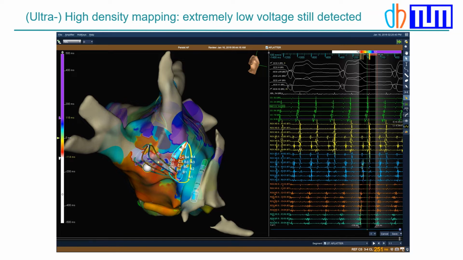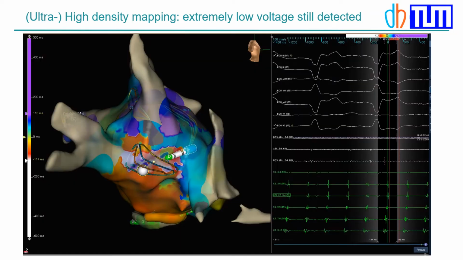And we could delineate that the whole reentry, in fact, was located here in the septal posterior septum of this patient. And if you look at the same location with the ablation catheter, you can appreciate that there is no signal on the ablation catheter, which is placed here in these white lines, nothing to see, whereas we could see very nice signals with our high-density multipolar catheter. But it's the right spot.